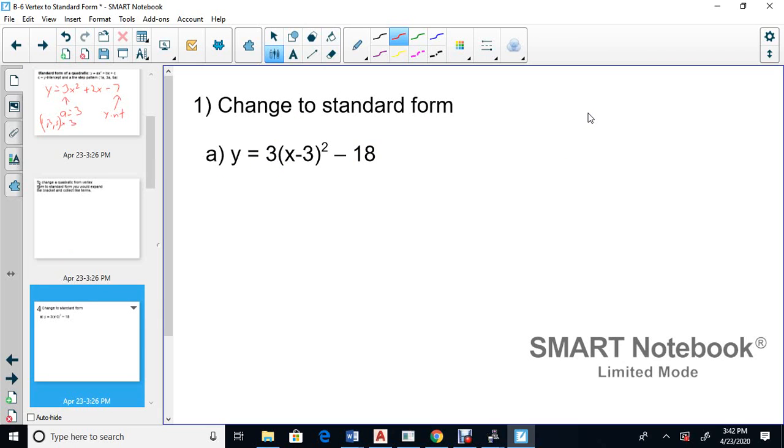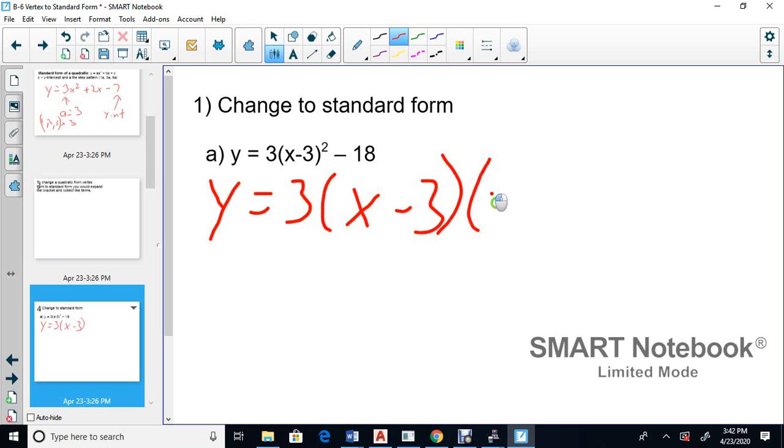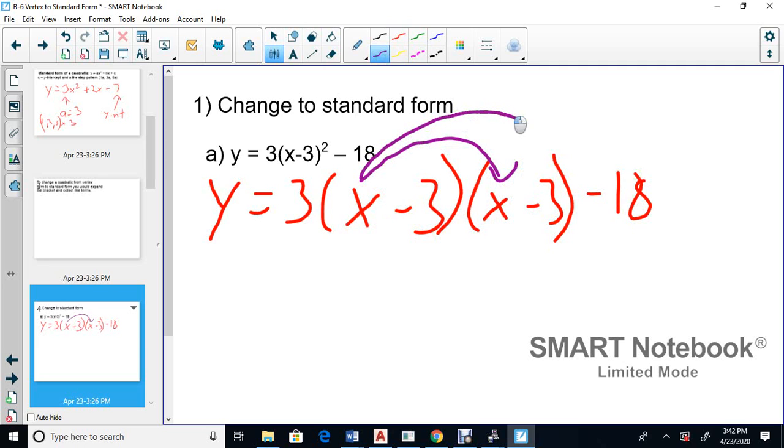So y equals 3 times (x minus 3) squared minus 18. So I'll do it one way, and maybe I can do it another way, but most people like to write the brackets twice. Minus 18. And then I'll use the shooting arrow. So like that gets multiplied by that. That multiplies that. And I'll use a different color. Okay, and this multiplies that, and that multiplies that.